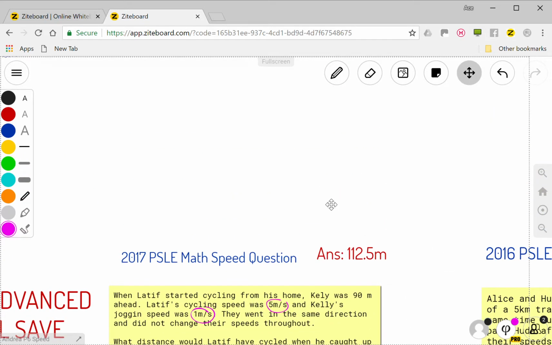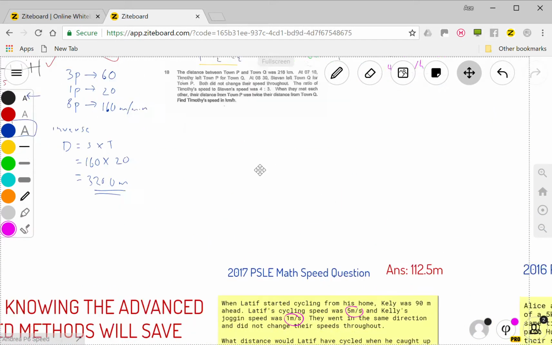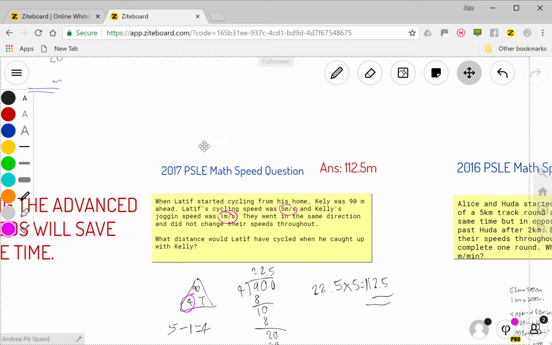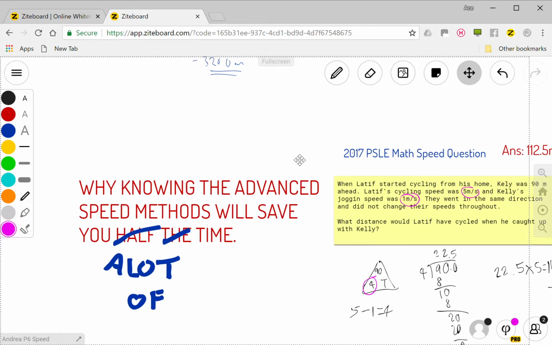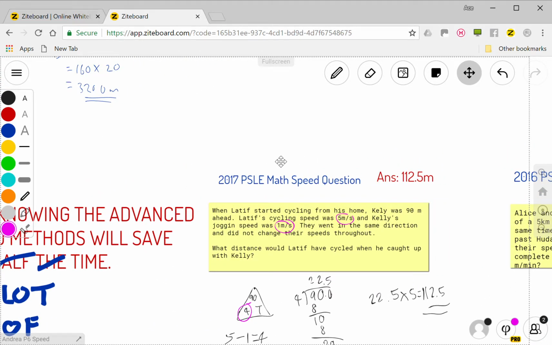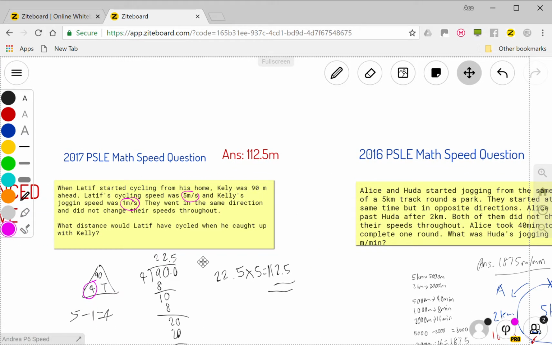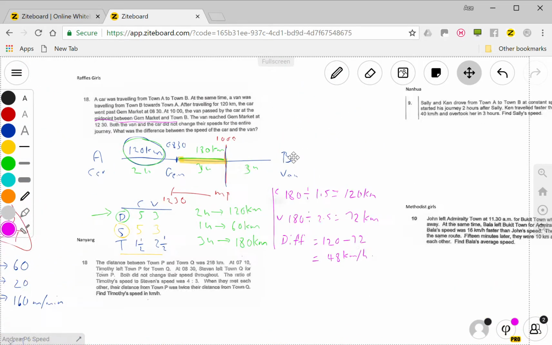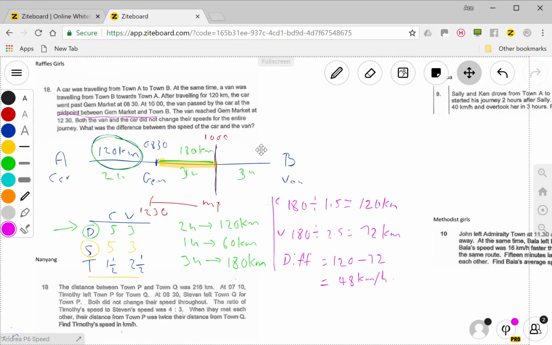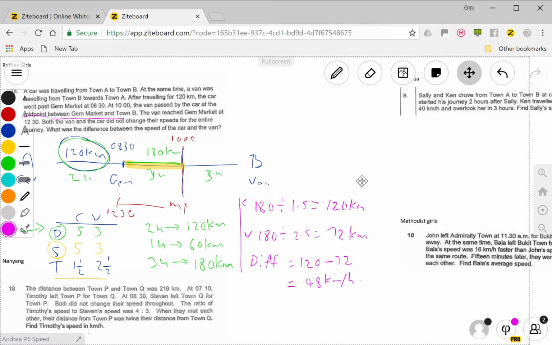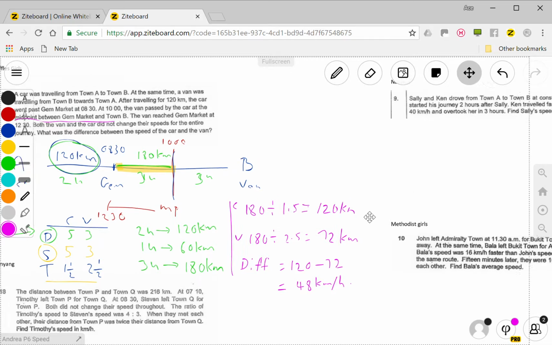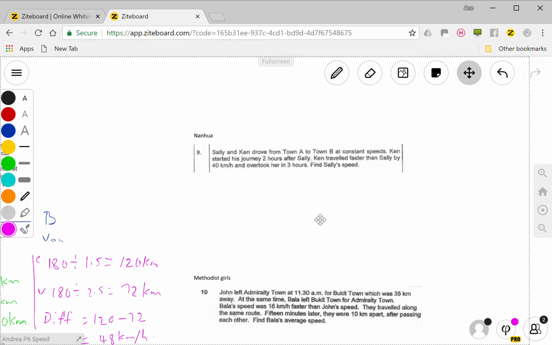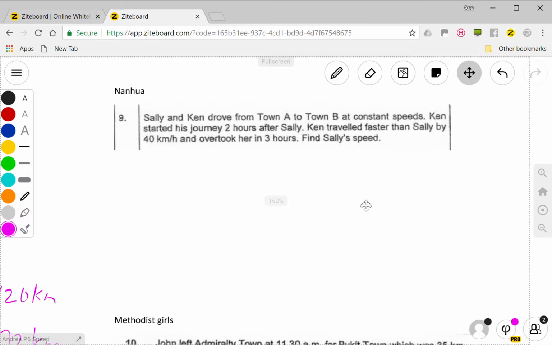So yeah, you can definitely look forward to having advanced type of speed questions for PSLE, since almost every year they test something like that. Right. So yeah, that is the Raffles Girls question. It's quite tough. Okay, let me see if I have another one. Okay, let's do one friendly one. I'll try this friendly. Alright.